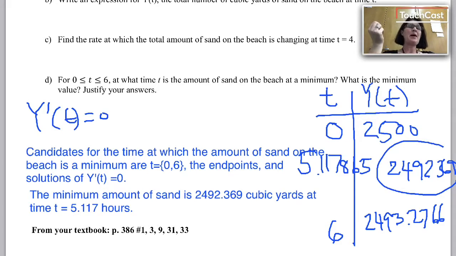So I would say the minimum amount of sand is 2,492.369 cubic yards. Notice that has to be given to at least 3 decimal places, at time t equals 5.117 hours. Make sure you're giving units. Notice 5.117, I could have rounded instead and given 5.118. That would get just as much credit.